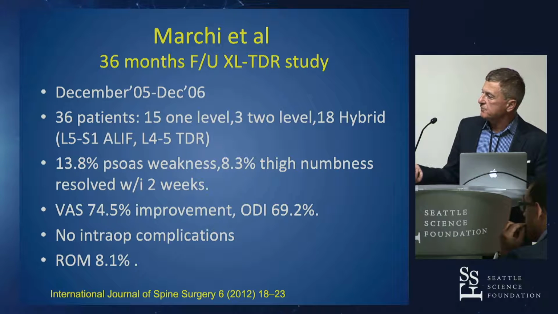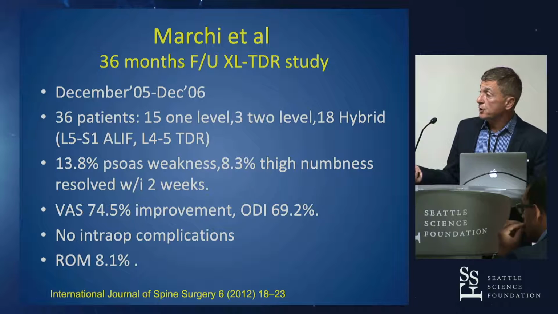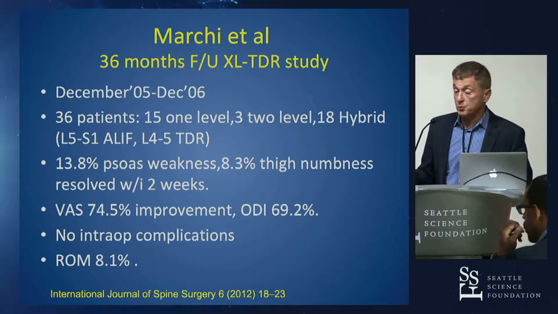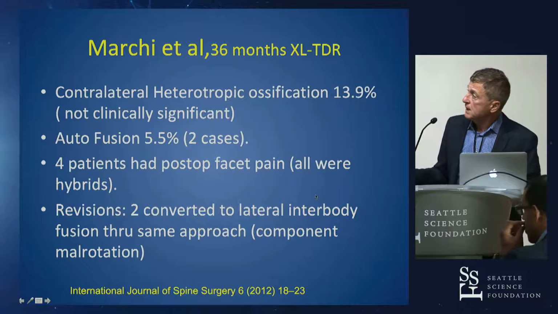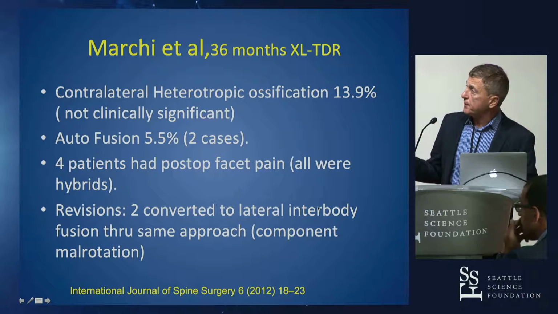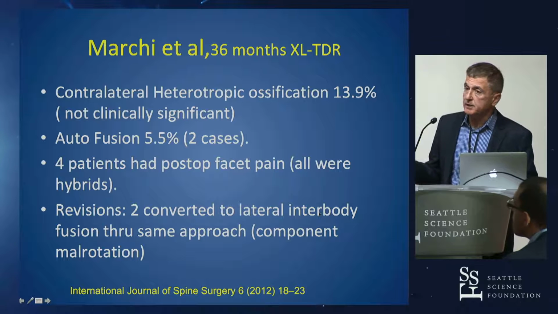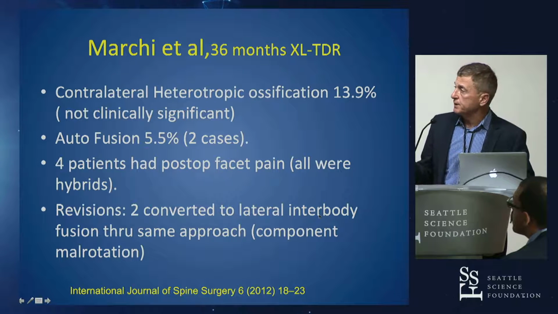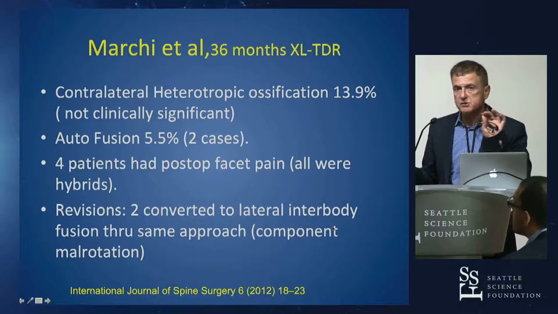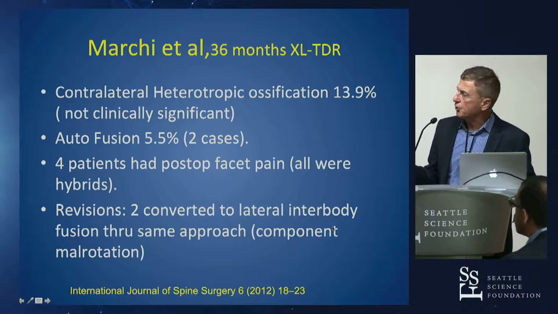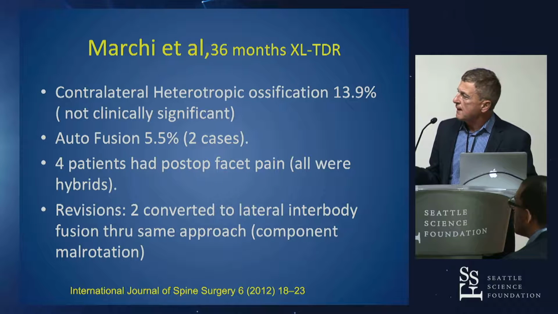They had significant VAS improvement as well as ODI improvement in those patients. There were no intra-op complications, and average range of motion was about 8 degrees. They found contralateral heterotopic ossification of about 14%, but that study and subsequent studies showed that the lateral ossification you see is really not correlated with a poor outcome. They had 2 cases go to autofusion, and 4 patients had post-op facet pain. All were hybrids. I don't know why.